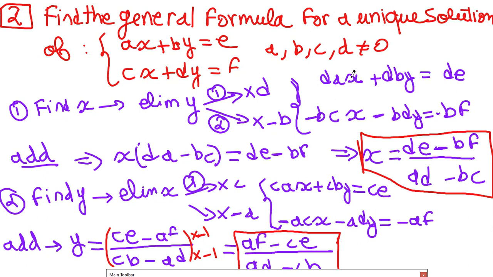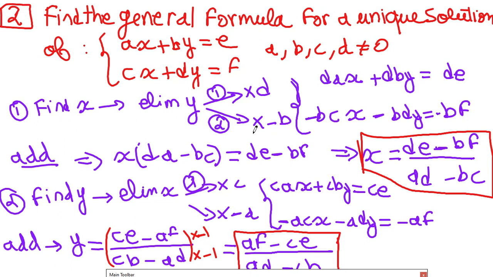The best way is to factorize by x. We are going to have x times (da minus bc) is equal to de minus bf. And then x is equal to (de minus bf) over (ad minus bc), or da minus bc, it's the same. I'm done with x.